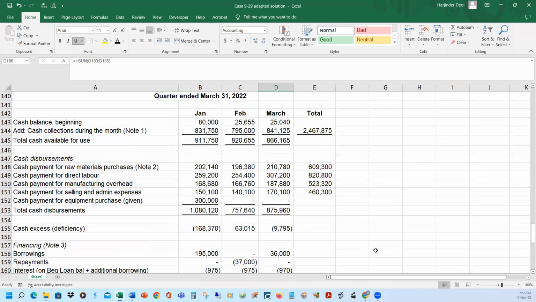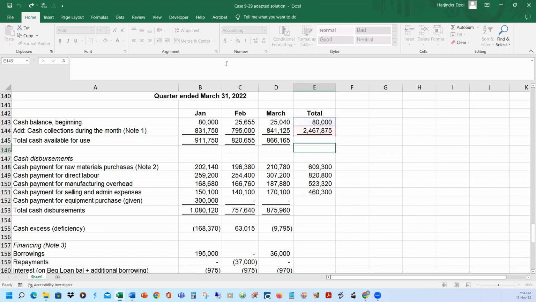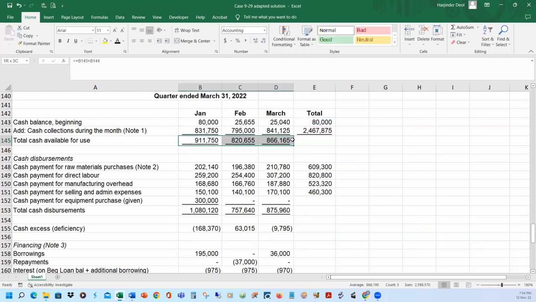Okay, now the totals column. Recall that you cannot simply go ahead and add together the beginning cash balances for each month. Our beginning cash balance for the quarter is $80,000, the beginning balance from the month of January. Remember, the quarter runs from January to March. The total cash available, therefore, is 80,000 plus the cash collections in the quarter. Don't just add together the total cash available, because that's going to involve double counting of the beginning balances. Again, don't do that.